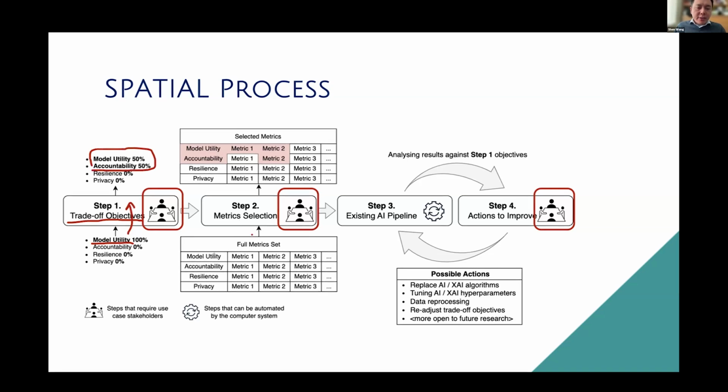And the second step, we have already proposed a full set of metrics in terms of model utility, accountability, resilience, and privacy. But we need to discuss again with the use case owner, according to the preset trade-off objectives, to pick a subset of it, because in some cases the metrics are not available for computation due to data access issues and so on. And step 3 is basically using the existing AI pipeline from training to testing to deploying and fine-tuning. Specifically for the fine-tuning part, we need to bring the internal stakeholder back into the feedback loop, see the result, and then discuss further improvement actions.